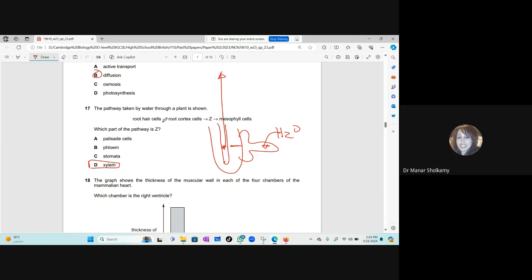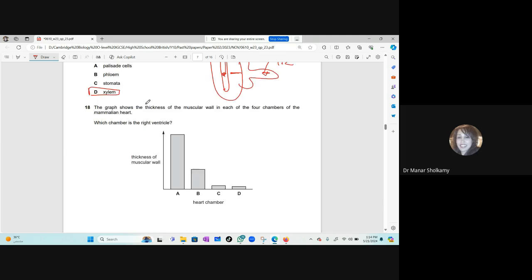18. Which chamber is the right ventricle? The graph shows the thickest of the muscular wall in each of the four chambers. Which chamber is the right ventricle, not the left? A, B, C, or D? C. Of course not C. Why C? D. It's D. B. Why D? Why?